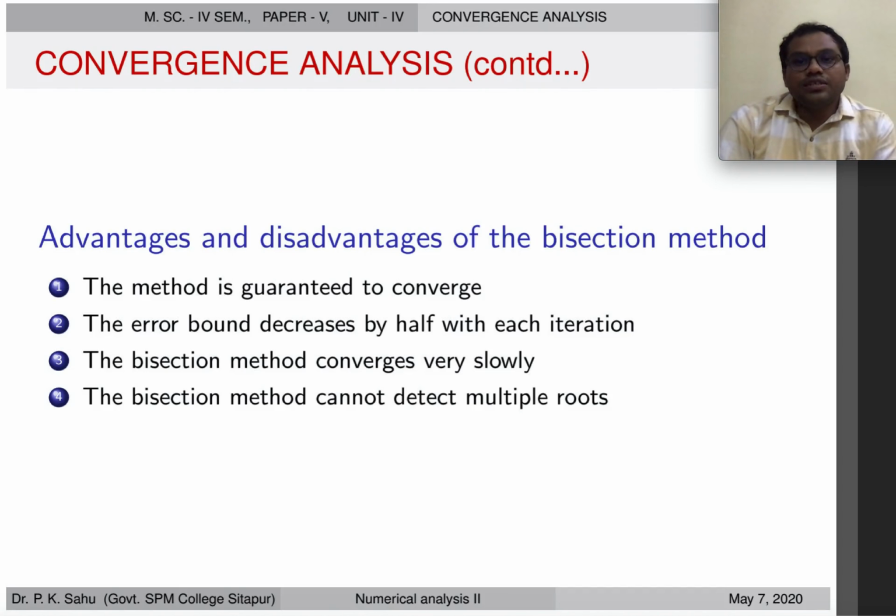For the details of bisection method you can see my lectures 1 and 2. We know from the last analysis that this method is guaranteed to converge. The error bound decreases by half with each iteration, meaning at each iteration the length of the interval is half of the length of the interval in the previous step. The bisection method converges very slowly, as we have seen bisection method has a linear convergence, and the bisection method can't detect multiple roots. These are the advantages and disadvantages of bisection method.